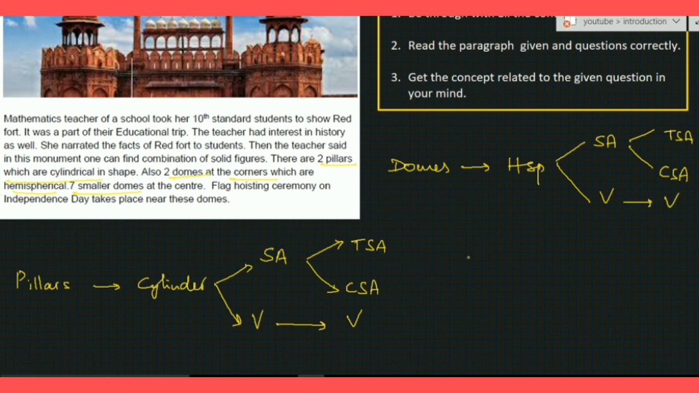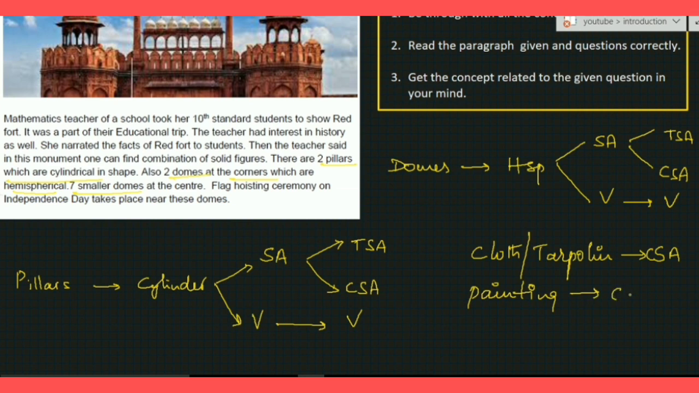And he may ask you questions regarding the cloth required, cloth or tarpaulin required. Then what is the concept behind this? Surface areas. And here a dome is given, so usually here we apply curved surface area. Or else he may give questions on painting the domes or cylinders. So painting means what is the concept? Surface area. And then we go for volumes. Volumes means he'll ask directly, or else he may ask the cement required to construct the domes.